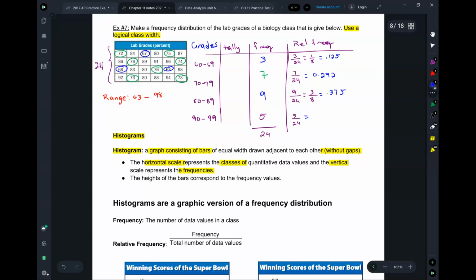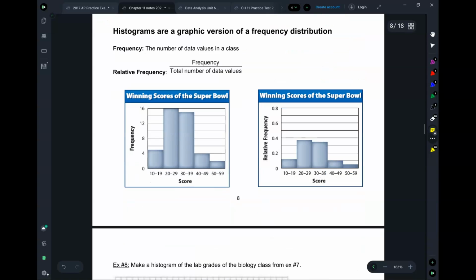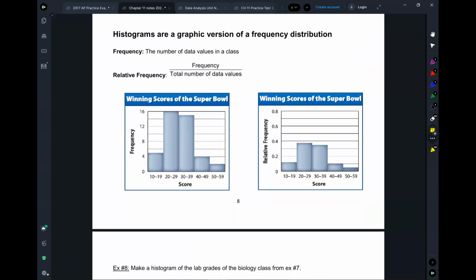So you basically make a table like we did here. Then the classes will go in your horizontal scale, and the frequency or the relative frequency, the decimals, will go on your vertical scale. One of those will go on your vertical scale. Okay, you have an example of histograms here. This is the histogram for the very first Super Bowl problem that we did.